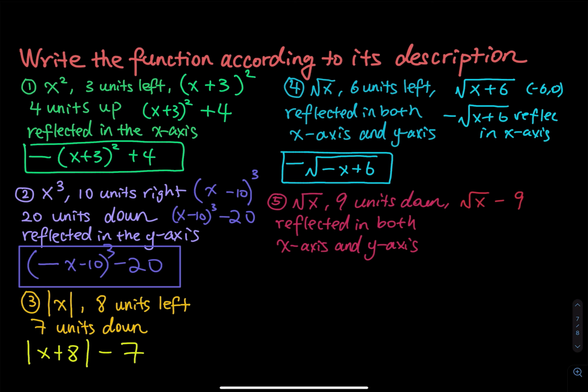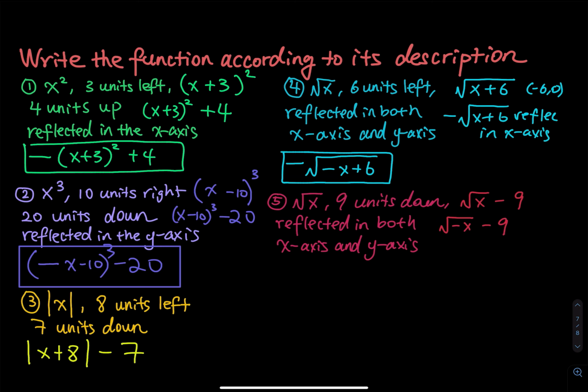So that is 9 units down, and then reflection in x and y. The best way to do it is to create a reflection in y first. That way, I will just do the square root of negative x minus 9.